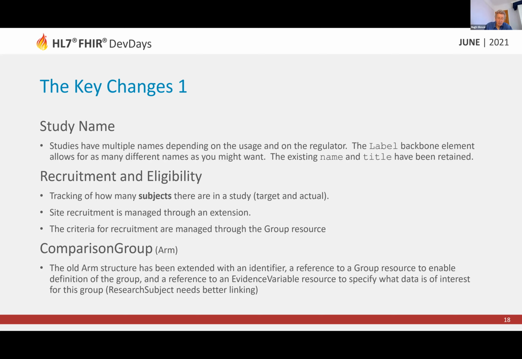Recruitment and eligibility, we've combined into a single backbone element. We'll come and look at that in a bit more detail in a minute. But people often look at the basic resource and their first question is, well, how am I actually going to do the eligibility side of things?